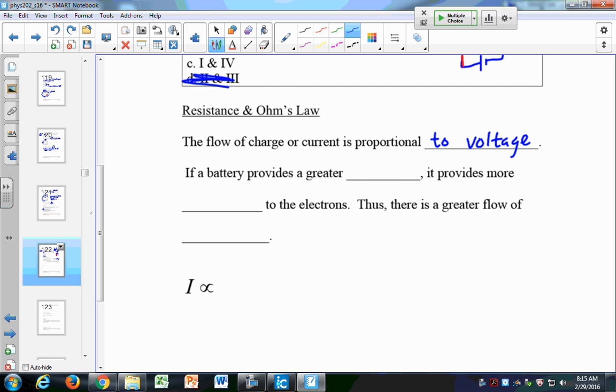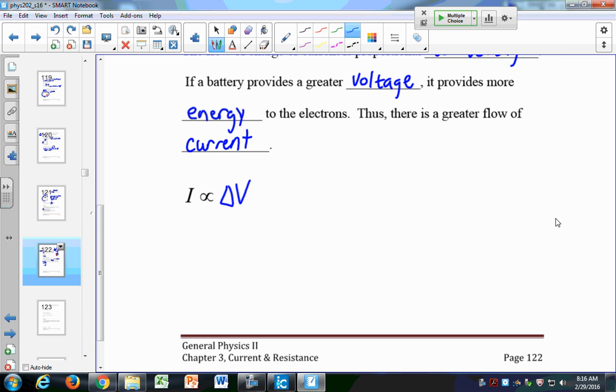If a battery provides greater voltage, it provides more energy to the electrons. Remember, voltage is energy per charge. So if my battery gives more voltage, it's just going to provide more energy, so there's a greater flow of current. And so I is proportional to my change in voltage between the batteries. And we're going to see that Ohm's law describes this.